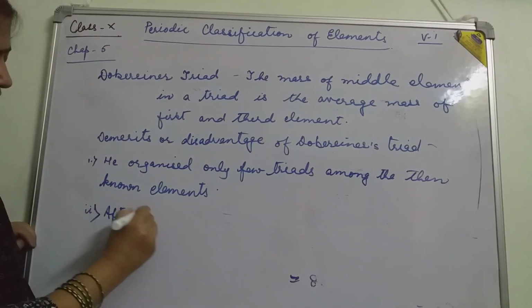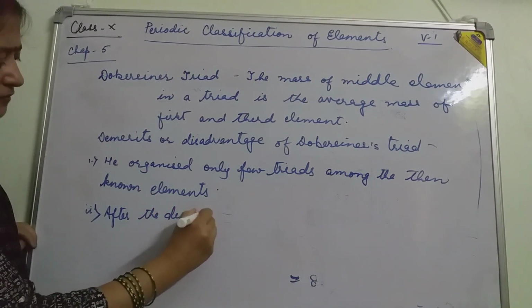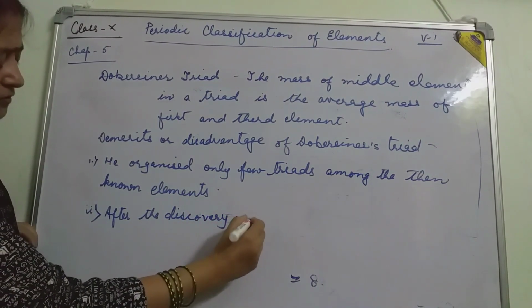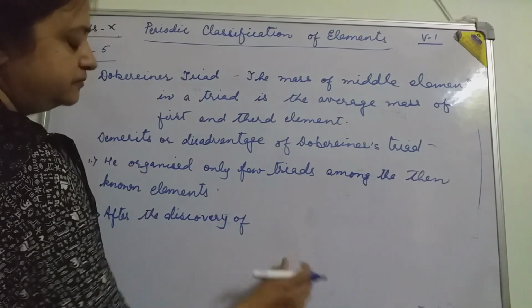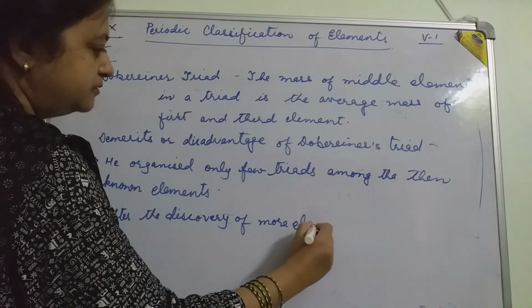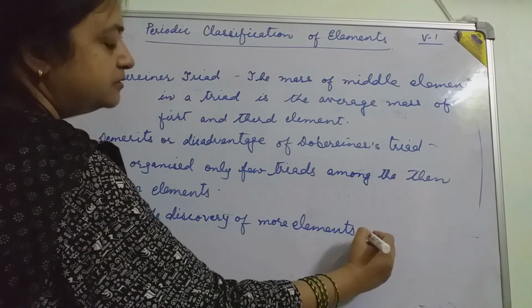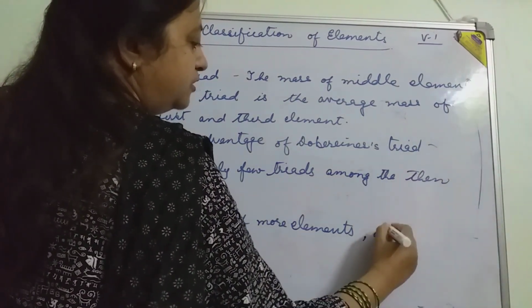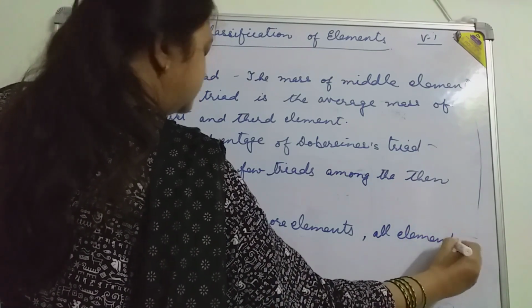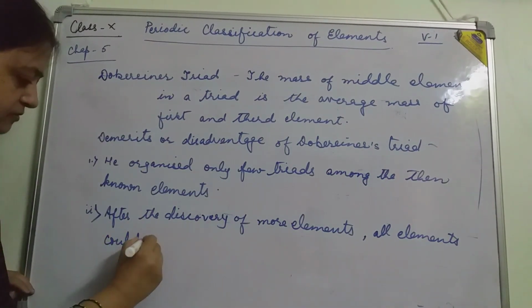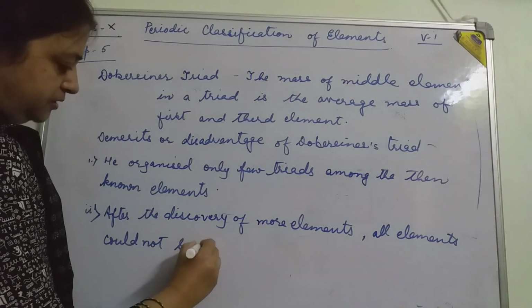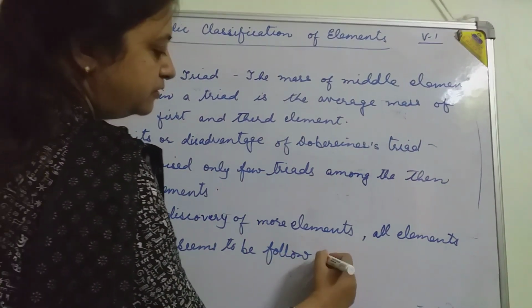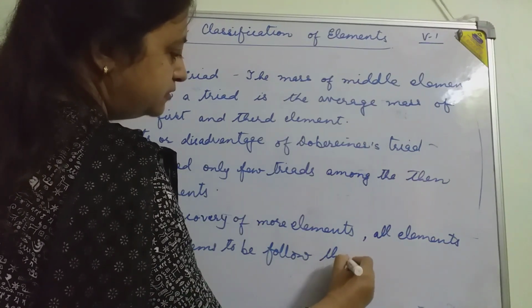After the discovery of more elements, they could not seem to follow this triad rule.